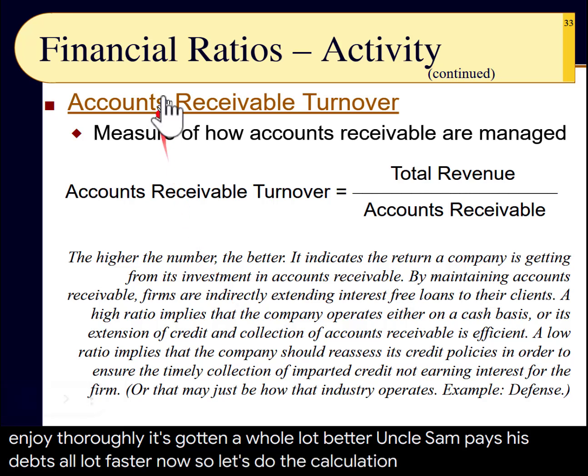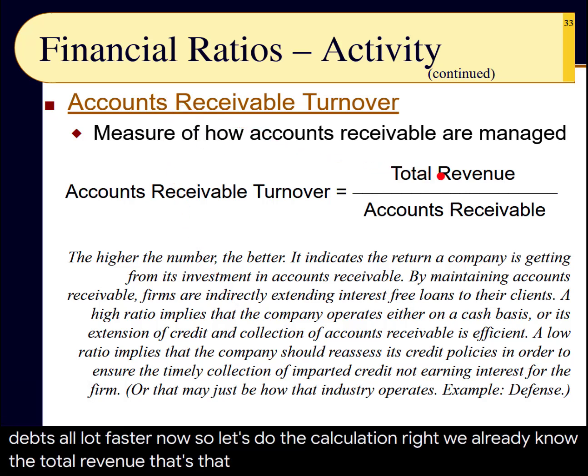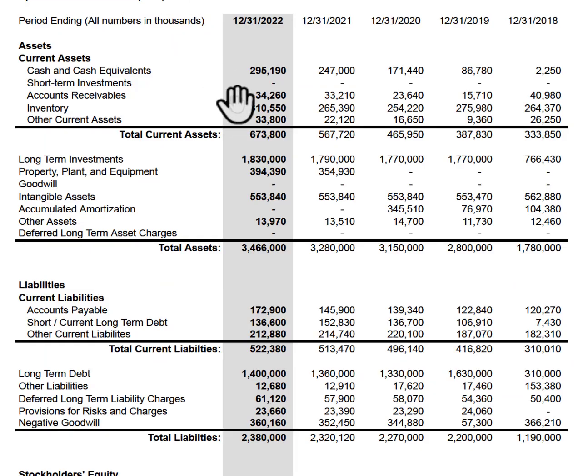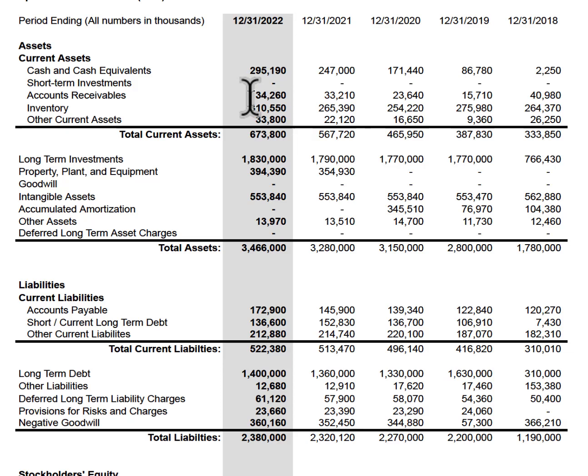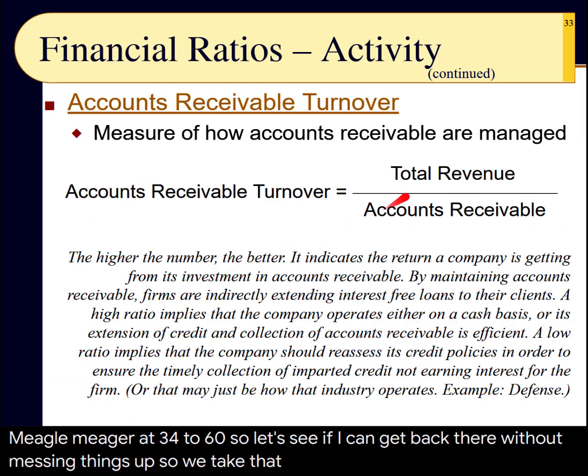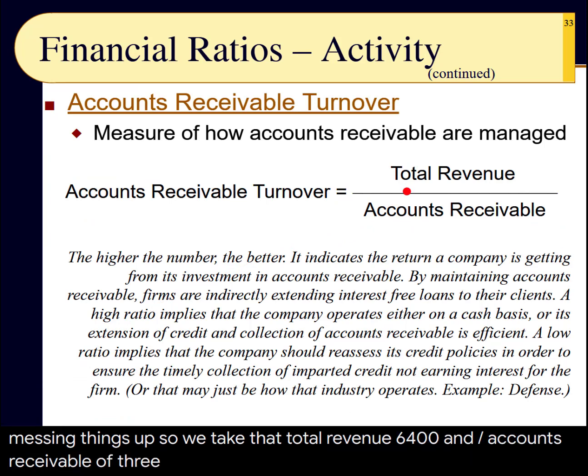So let's do the calculation, right? We already know the total revenue. That's $6,400,000,000. Let's go to the balance sheet and find accounts receivable. Well, considering the company sold $6 billion worth of goods last year, their accounts receivable are meager at $34,260. So we take that total revenue, 6,400, and divide it by accounts receivable of 34,260, and we get a turnover of 186.